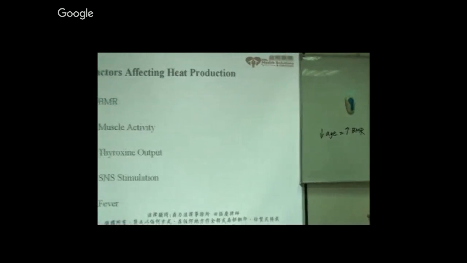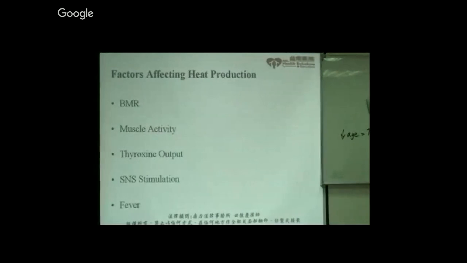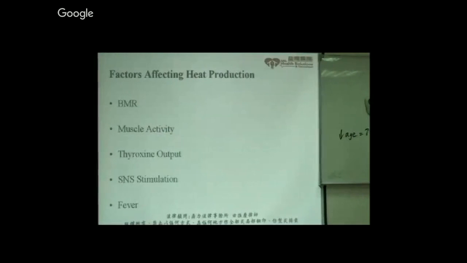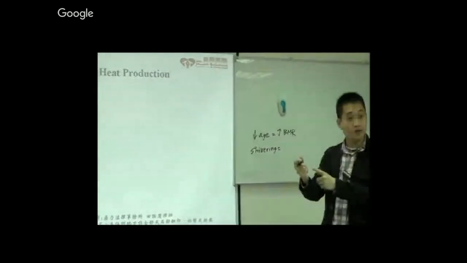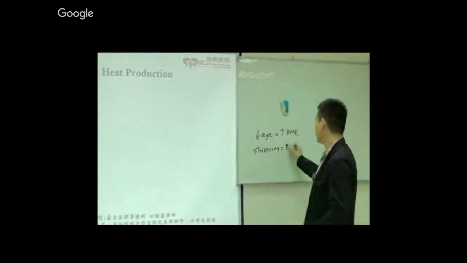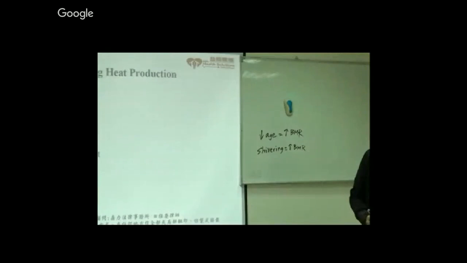Next, another factor that affects heat production in the body is muscular activity, if the muscles are contracting. Example, shivering. When you shiver, your muscles are contracting. What is the function? To increase the BMR. So shivering increases your metabolic rate.